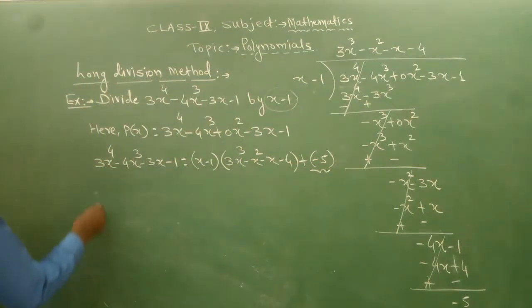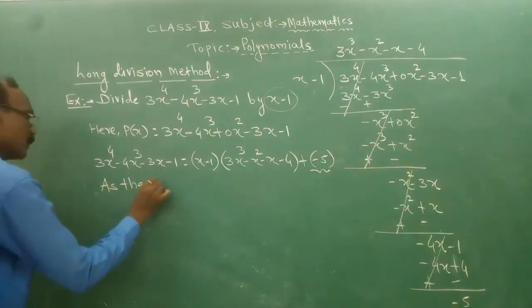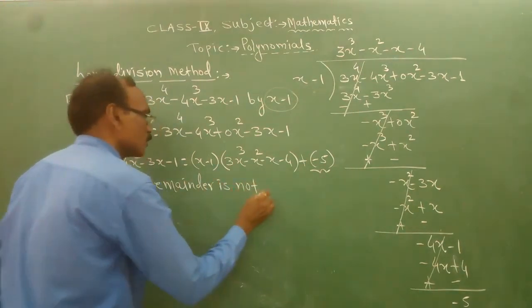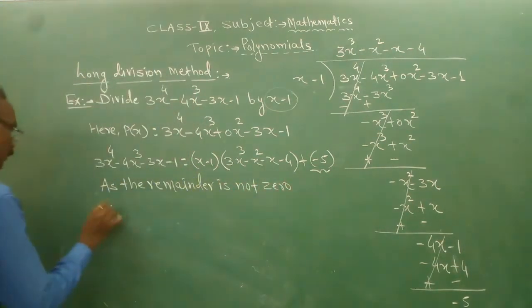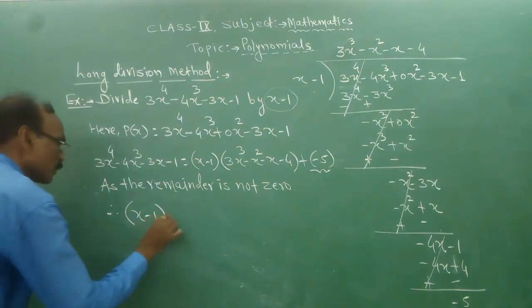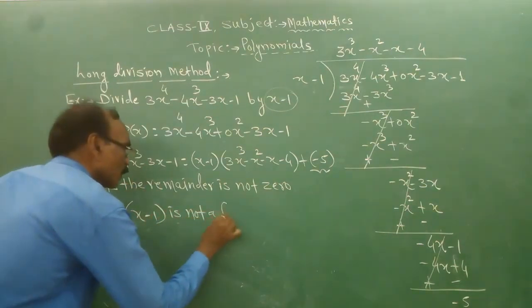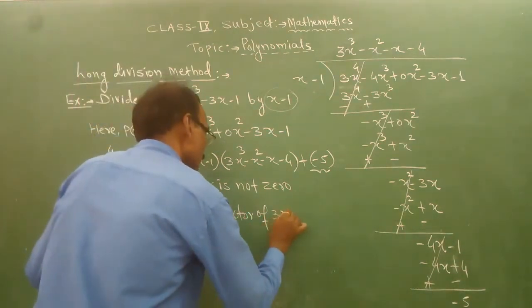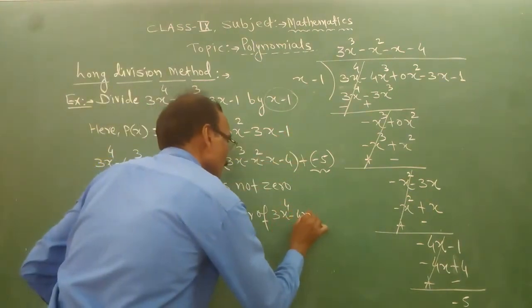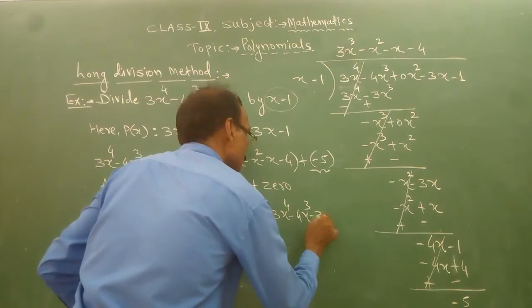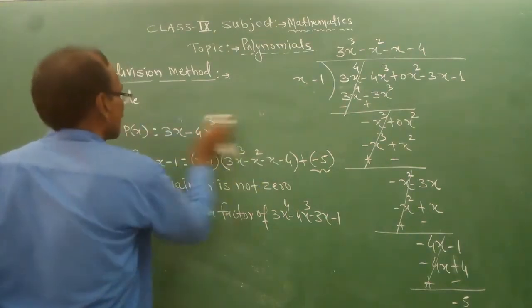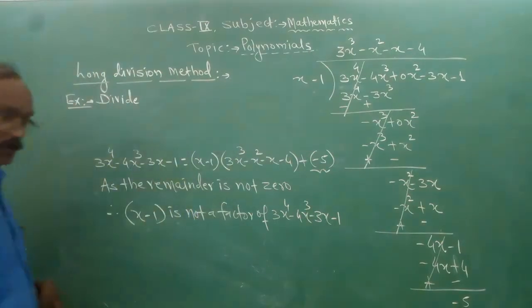Remainder is not 0, as the remainder is not 0, therefore this x minus 1 is not a factor of this 3x raised to the power 4 minus 4x cube minus 3x and minus 1. So it is not a factor. So with the help of this long division method also we can check whether it is a factor or not.